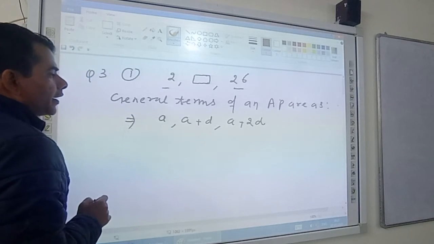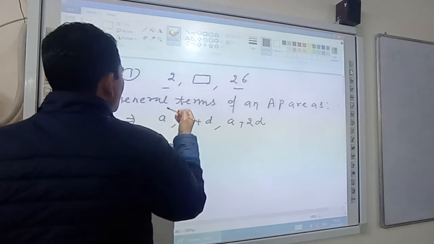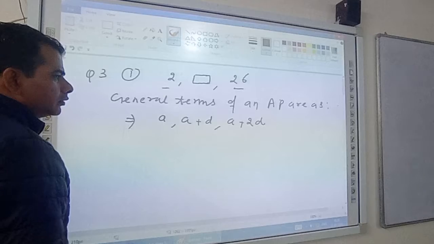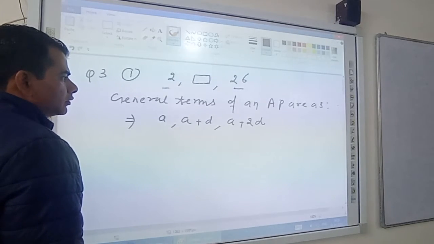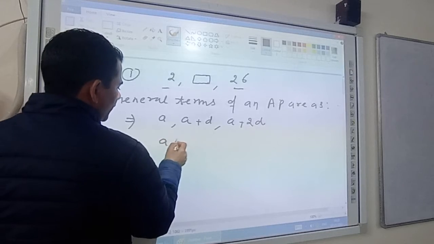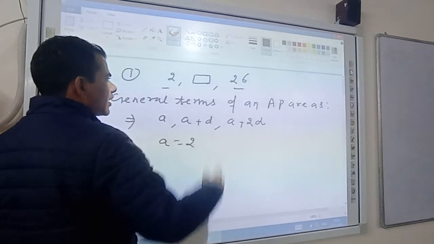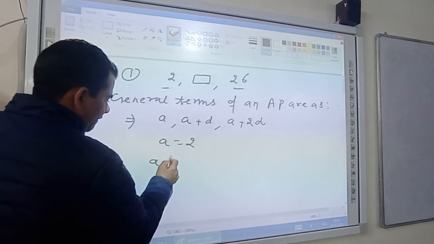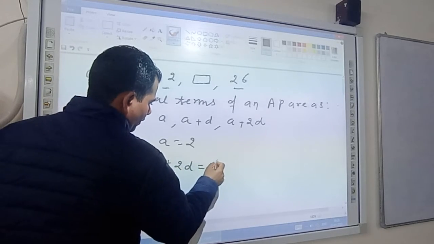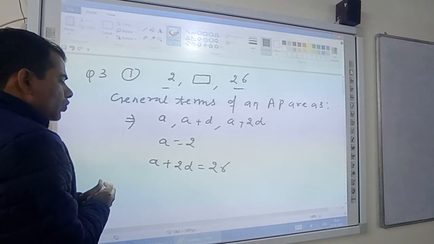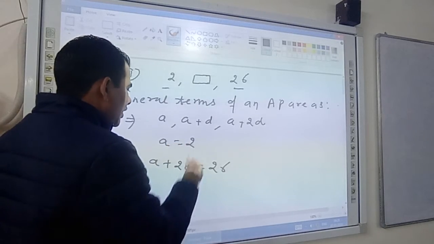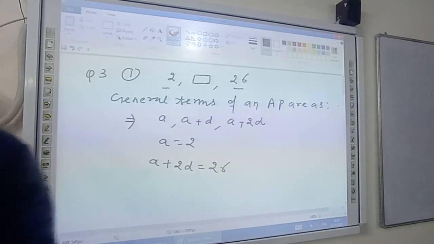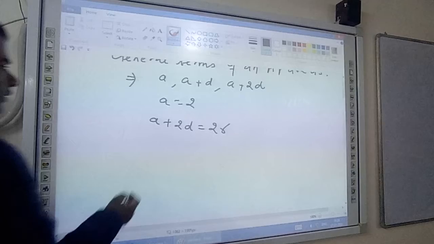Your first term is 2, a is 2. Am I right or wrong? Yes, sir, right. And your third term is 26, a plus 2d is 26. Am I right or wrong? Right, sir. A is 2 given. Now we will put the value of a as 2 and find the value of d. Any doubt, any problem?